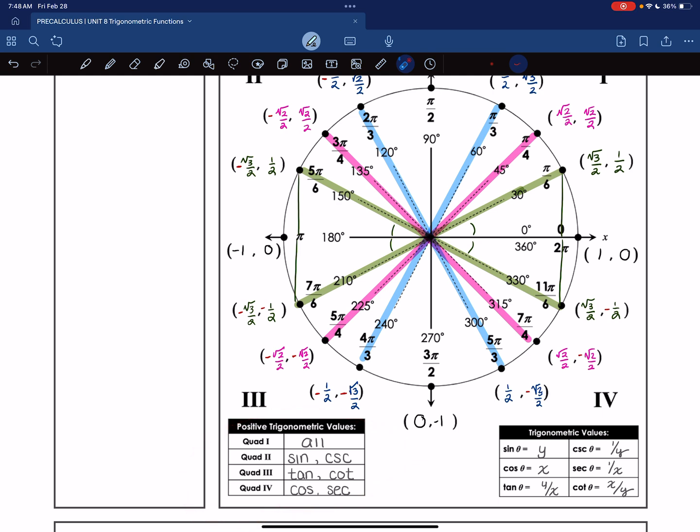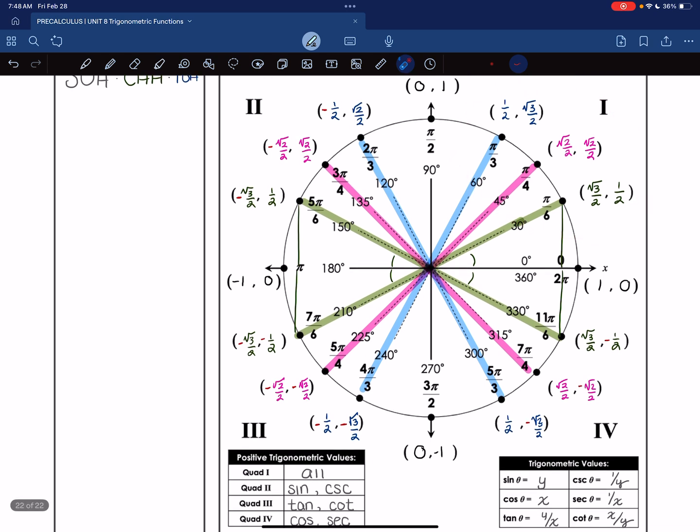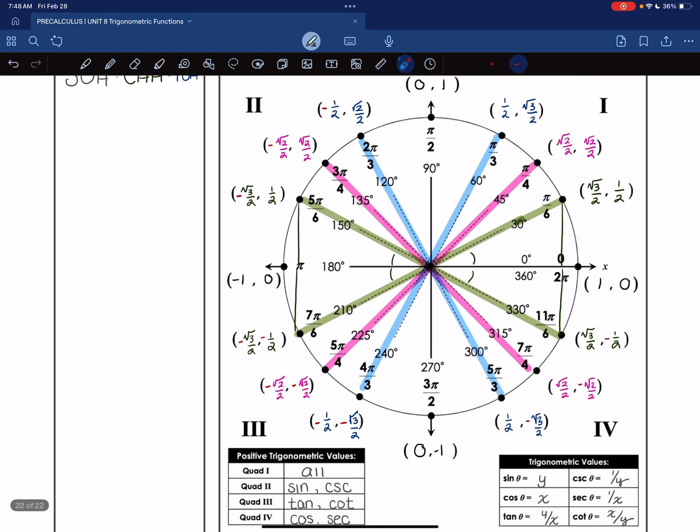In quadrant 1, remember all of these angles, sine, cosine, and the reciprocals, tangent and its reciprocal, they would all be positive. In quadrant 2, the only ones that are positive are sine, the y values, and the reciprocals. The only thing that's going to ever be positive in quadrant 3 is if you look at the tangent or cotangent. And in quadrant 4, it's the cosine, the x values, or the reciprocals that are going to be positive.